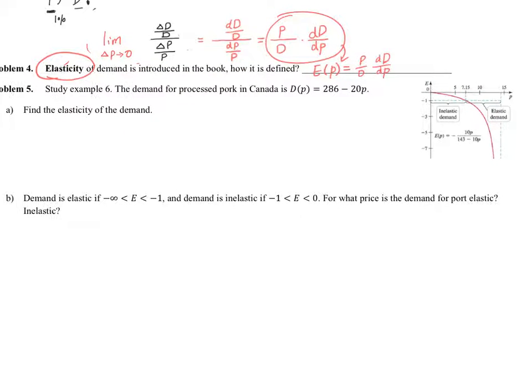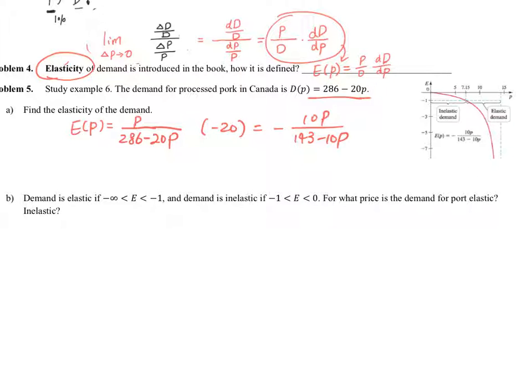Let's take a look at the demand for processed pork in Canada. The demand is given here, and let's find the elasticity of the demand. According to what we just developed, this is going to be P over D. The demand is 286 minus 20P. And dD over dP means the derivative with respect to P. In other words, you need to find the derivative with respect to P, which is negative 20, right? And you see that we can actually cancel the top and the bottom by 2. So you're left with negative 10P on top, 143 minus 10P on the bottom.